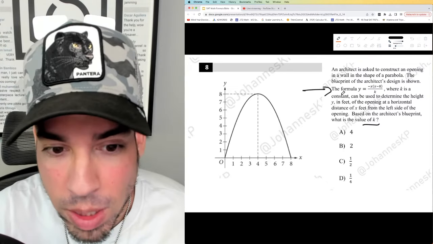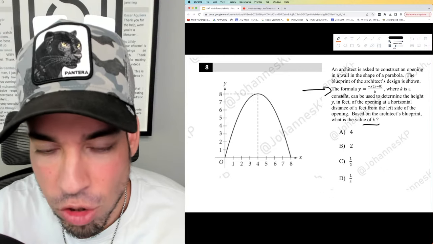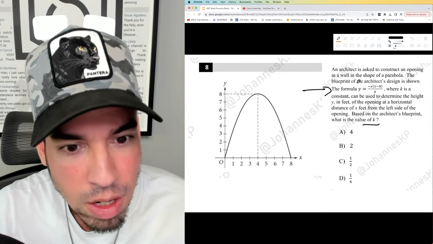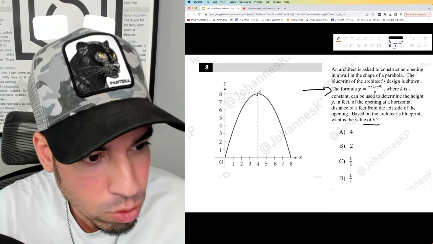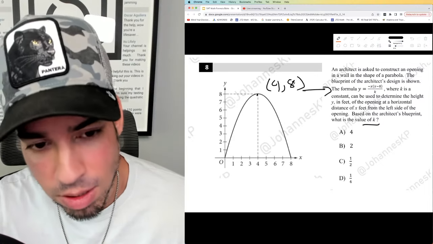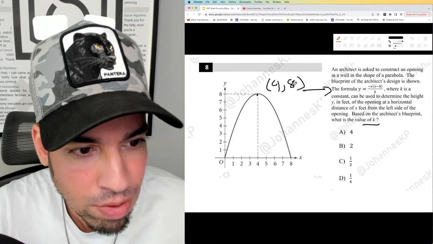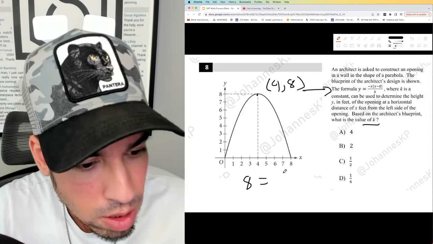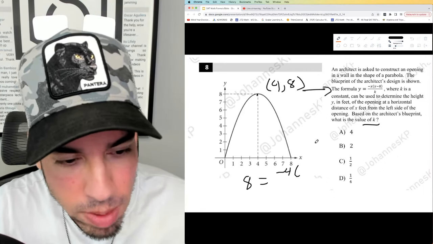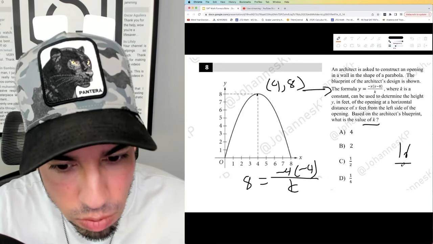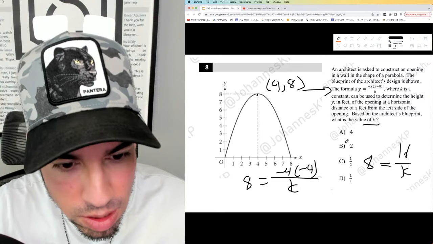Okay. Actually, wait a minute. That's actually a much easier strategy. Never mind. The easiest strategy would be to just straight up plug and chug, right? You're trying to figure out k, and we have a really clear point here, 4 comma 8. So I can just plug in. I'll show you what I was thinking initially. But if I plug it in, 8 would equal y, and then you plug in 4 for x. So it's negative 4 times 4 minus 8, which is also negative 4 over k. And we got 16 over k equals 8, which means k equals 2.